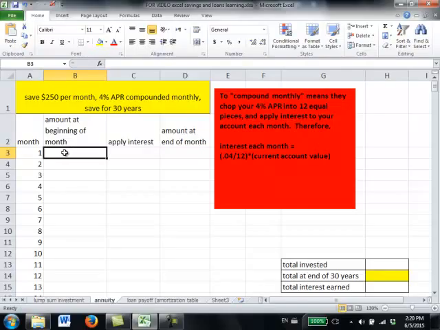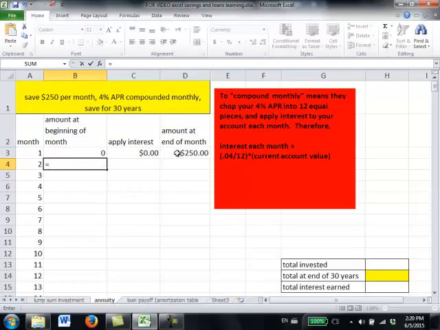So to start this off, at the beginning we have $0 and they apply zero interest. But at the end of this first month, we are going to invest $250. Now I'm moving down to month 2, and column B here is asking how much will you have at the beginning of month 2? Well, this cell should equal the amount I had at the end of month 1. So it should equal the value in cell D3. So when I press enter, it says 250.